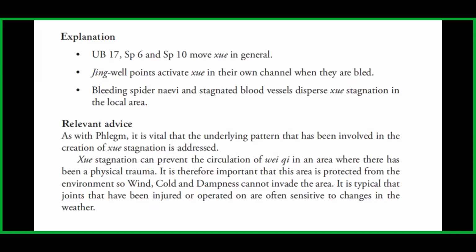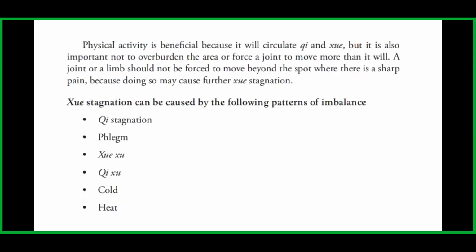a physical trauma. It is therefore important that this area is protected from the environment, so wind, cold, and dampness cannot invade the area. It is typical that joints that have been injured or operated are often sensitive to changes in the weather. Physical activity is beneficial because it will circulate qi and blood, but it's also important not to overburden the area or force a joint to move more than it will. A joint or a limb should not be forced to move beyond the spot where there is a sharp pain, because doing so may cause further blood stagnation.